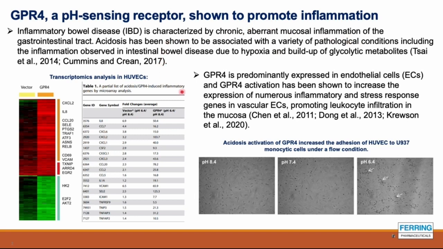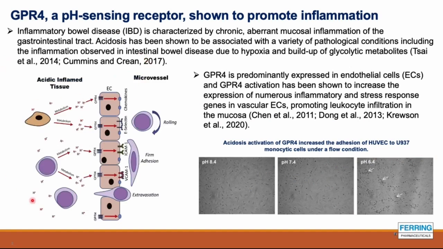But more interestingly, GPR4 is predominantly expressed in endothelial cells, and in several studies, GPR4 activation has been shown to increase the expression of inflammatory and stress responses. You can see on the left one of the transcriptomic studies that was done in HUVEC cells, which shows that activation of GPR4 by acidosis led to the upregulation of a number of cytokines, chemokines, but also adhesion molecules. In another study, GPR4 activation in HUVEC cells by acidosis again led to an increased adhesion of monocytic cells onto those HUVEC cells.